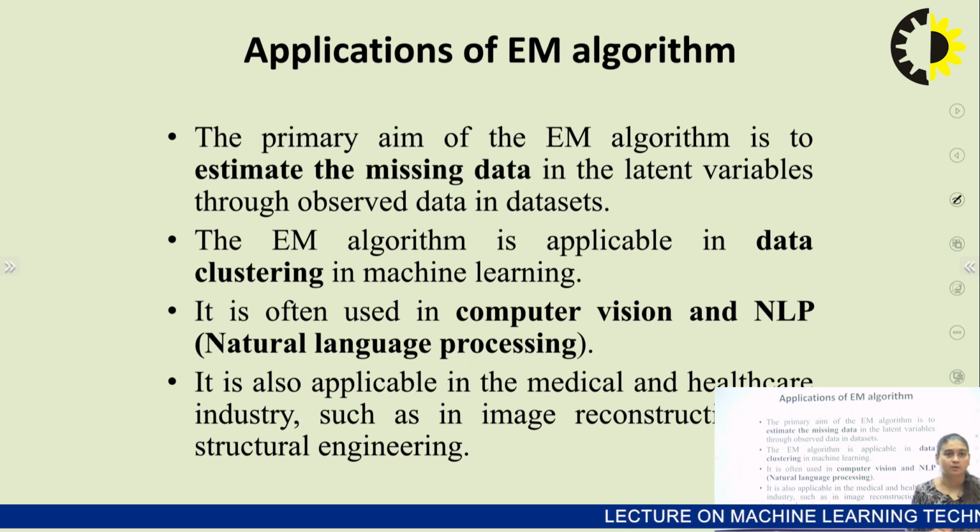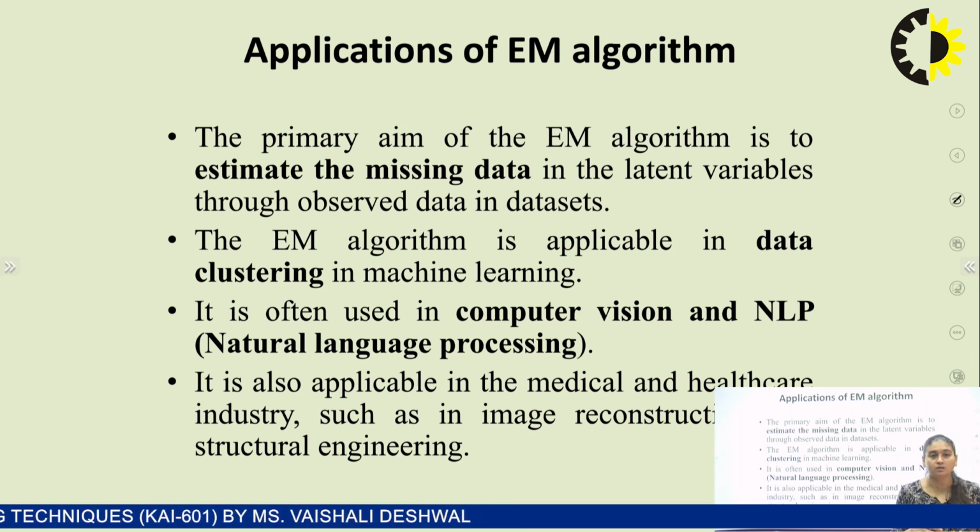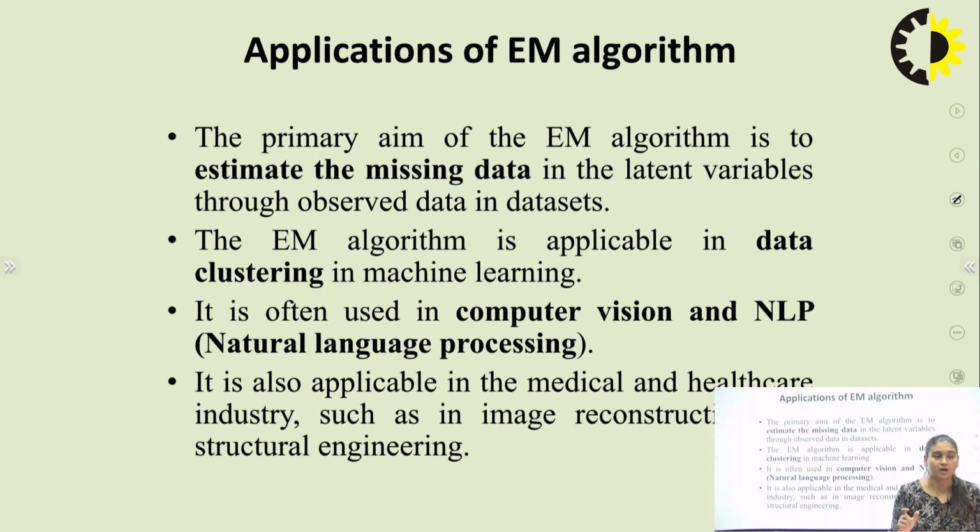What can be the applications of the EM algorithm? The primary aim or goal of the EM algorithm is to estimate the missing data. It's all about the latent variables. The latent variables are the unobservable variables. Unobservable means that we cannot directly extract the values of those variables. Their values we can extract from the other variables. So we have to estimate the missing data, and it is applicable in data clustering. The third and most important application is that it is used in NLP and computer vision. It is also applicable in the medical and healthcare industry, and in image reconstruction and structural engineering.